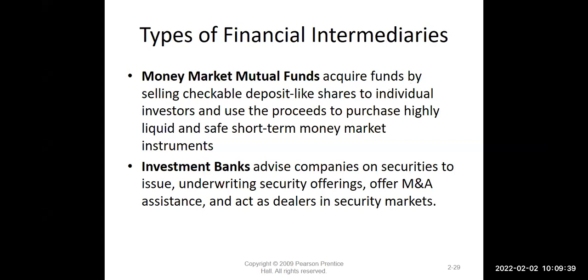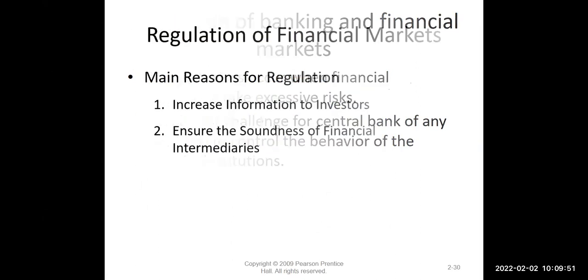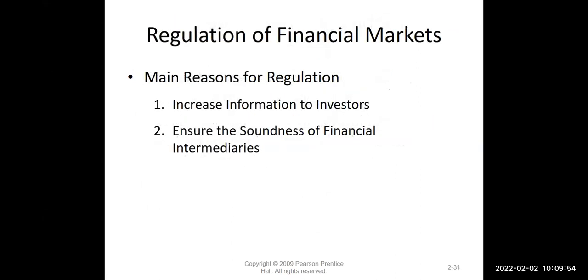So there are different kinds of financial intermediaries available in the market who basically are working on different kinds of aspects. So if you talk about the regulations of banking and financial markets, that's very important, because, you know, what are the main reasons for regulation?